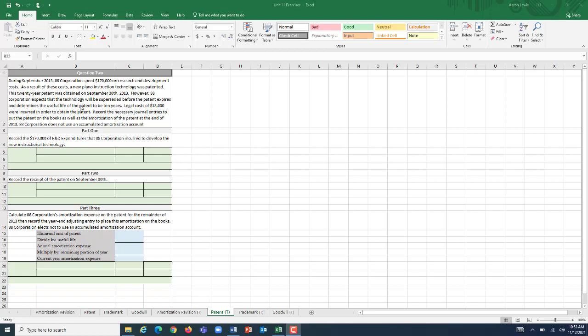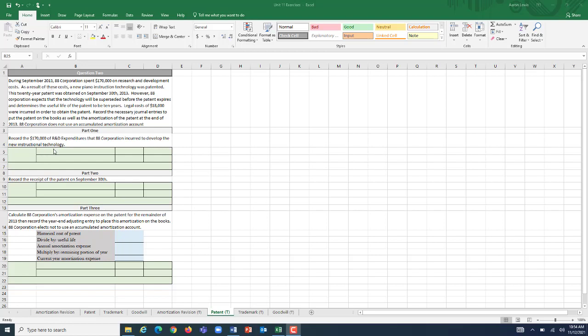Again, patents are typically for 20 years, but that doesn't mean you have to amortize the patent over the full life if you reasonably think that the technology you are patenting is going to stop providing you cash inflows before that 20-year period ends. In the process of acquiring this patent, they paid legal costs of $18,000, and we need to record the journal entries necessary to put this patent on the books and record the amortization for the part of 2013 which has passed after we had this patent on our books.